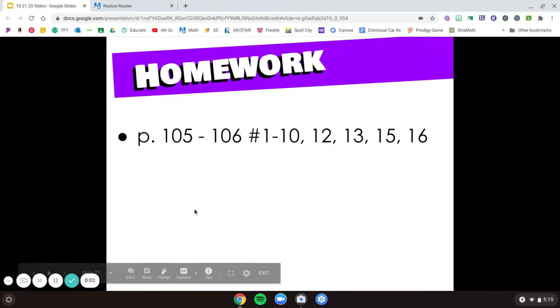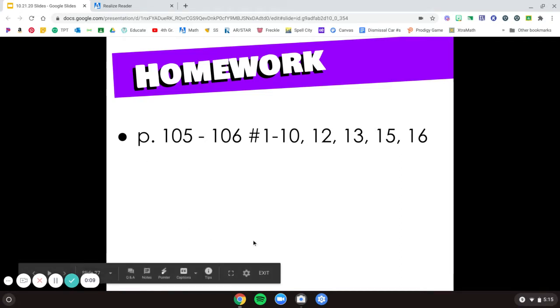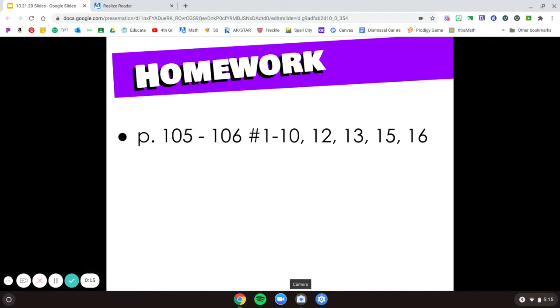We're going to start math. We're going to start math by looking over our homework, and then we'll do our notebook pages, and then I'll show you your homework. All right, so let's find page 105 and 106 in our book, and let's look over 1 through 10, 12, 13, 15, and 16.